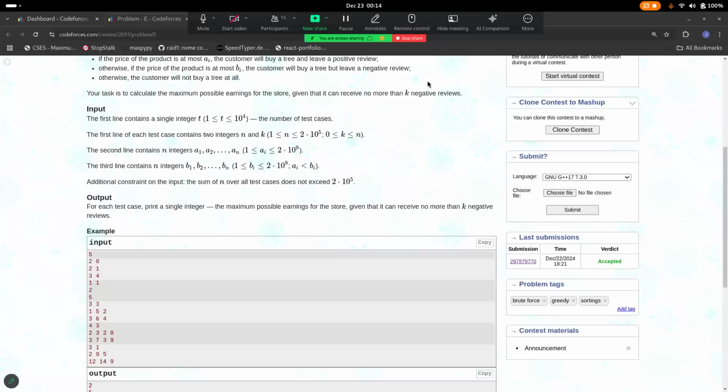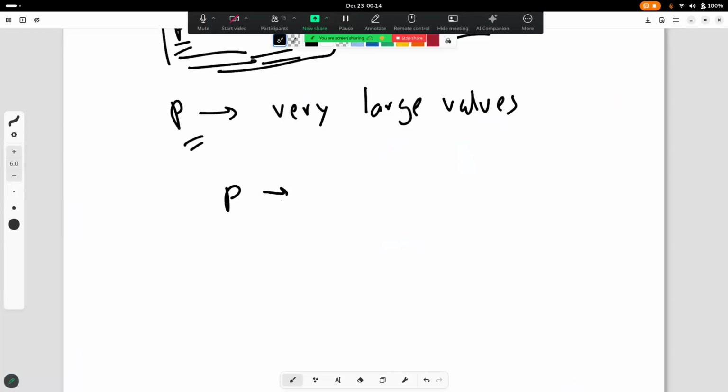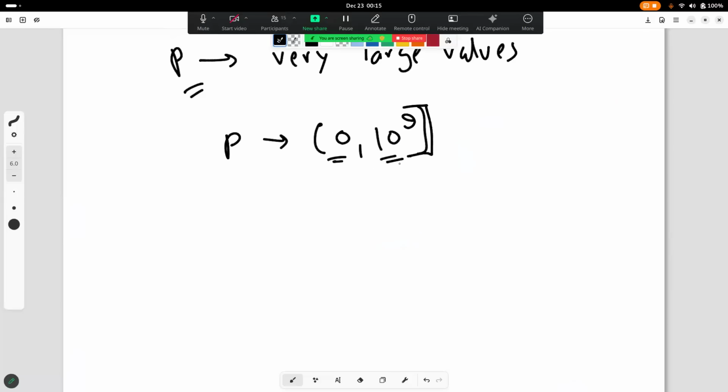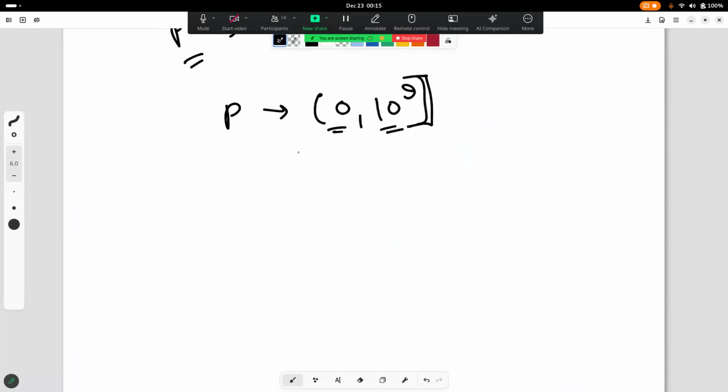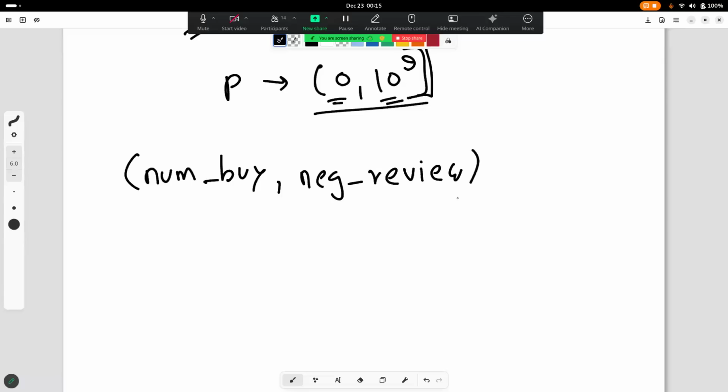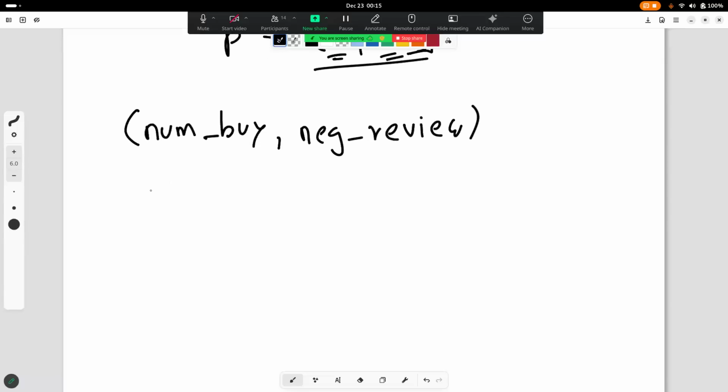P can be between 0 and 10 to the power 9. 0 means you sell the trees practically for free, and 10 to the power 9 because if P exceeds that, it's going to exceed B of I and no one's going to buy anything. But iterating over all of 0 to 10 to the power 9 is not really a feasible solution. So we want to see what the different values are that this pair can take. Let's consider the first case.